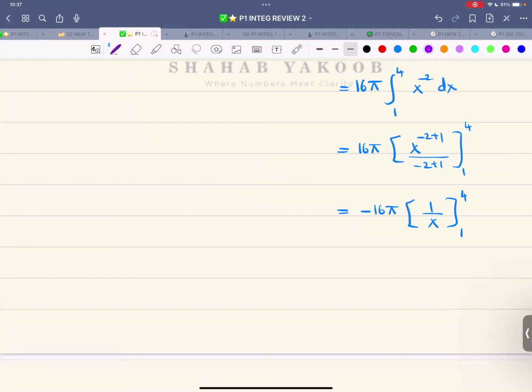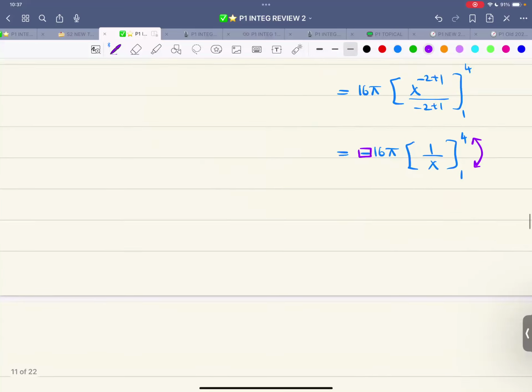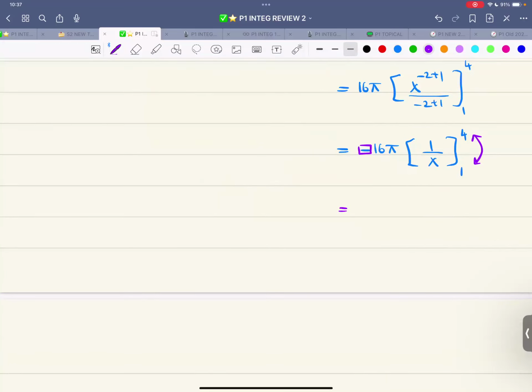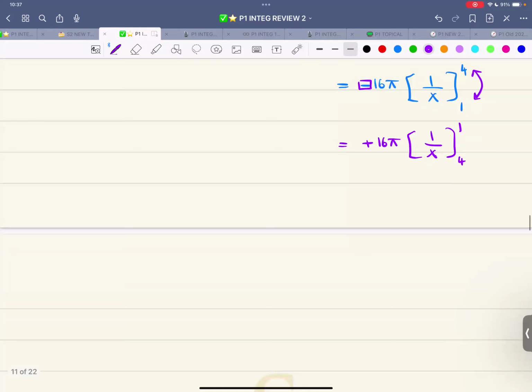Now, the rule is if there is a negative sign over here, I want to remove it. I'll change the places of the limits. So that is plus 16 pi, this is 1 over x. 4 goes down, 1 goes up. Now, let's simplify. So therefore, this is 16 pi.